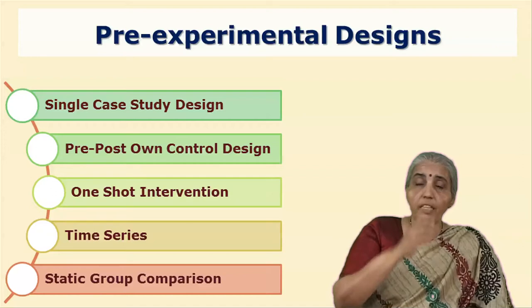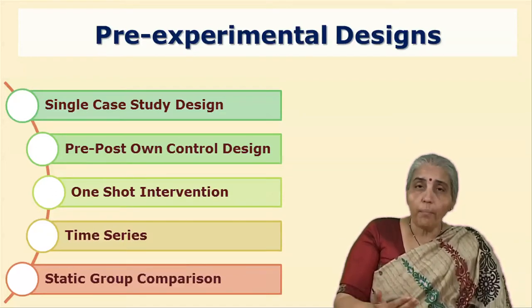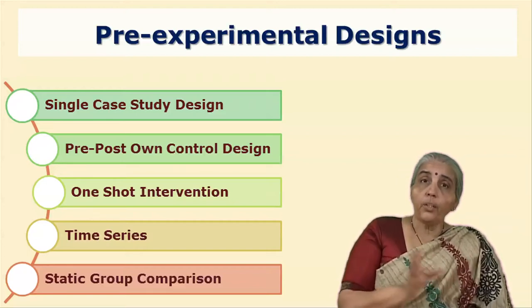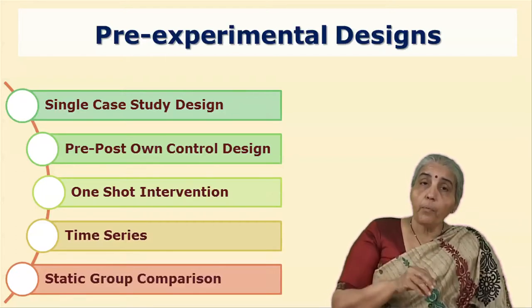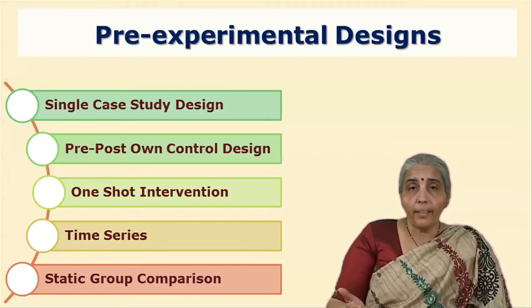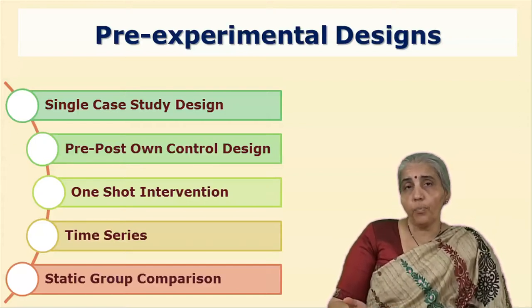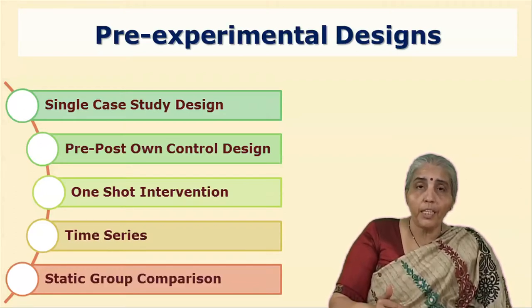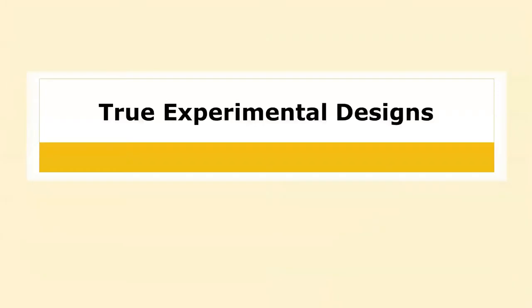For example, to take a very simple example, suppose you're looking at the impact of some disaster, maybe a tsunami or a cyclone or something else that happened, and you're looking at two geographical areas, one which has been far away from the site of the disaster and one which has been actually at the epicenter. So here you have two static groups and you're really looking at the impact of that particular event on these groups. Now these are really not true experimental designs, which are far more robust and far more experimentally sound. Let us look at some of those.